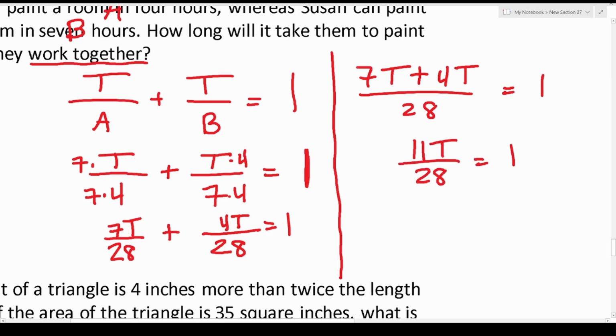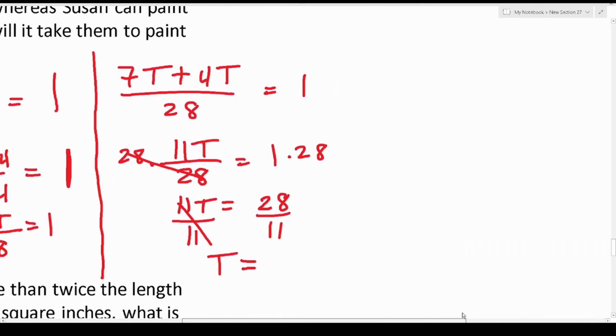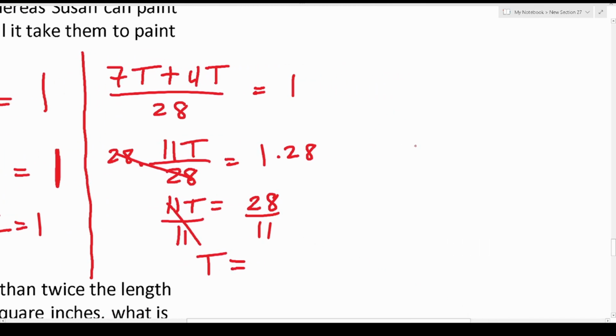Again, we're trying to solve for t at this point, so I'm going to multiply both sides by 28 to clear it from the denominator. This crosses out here, leaving you with 11t equals 1 times 28, which is 28. Again, divide both sides by 11 to get t by itself. This crosses out here, leaving you with t over there. And as we can see, t is 28 divided by 11.